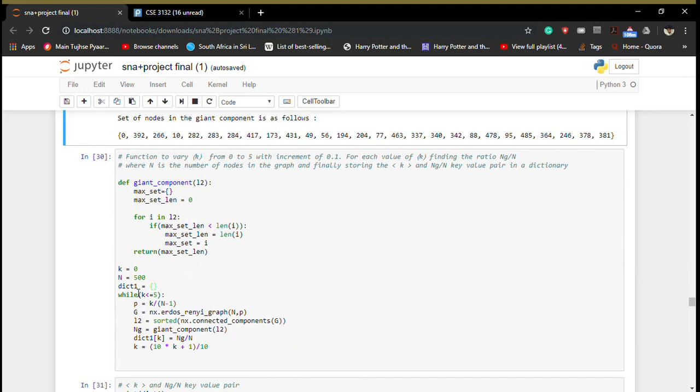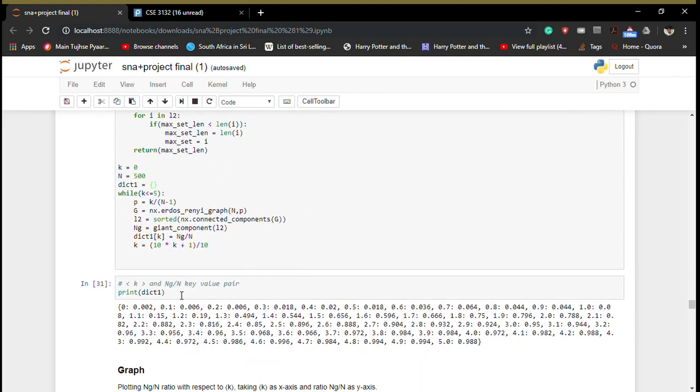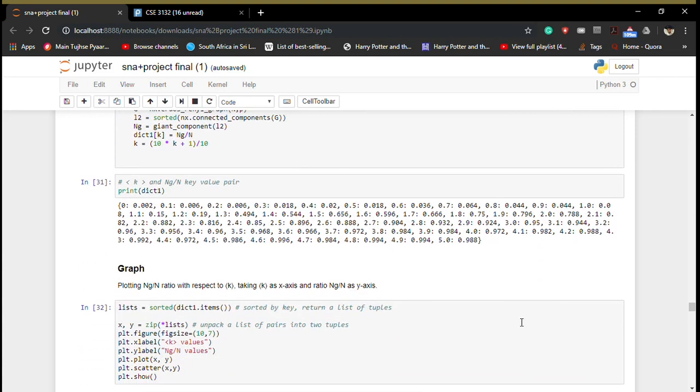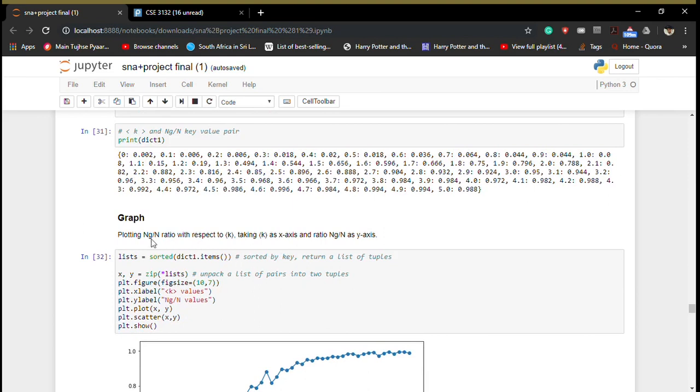So for that we stored the ng by n values in a dictionary, and then to check the ng by n values we printed it, and as you can see it starts from 0.002 and goes all the way up to 0.988. Now since our ng by n values are already in a dictionary, the next thing is plotting the ng by n ratio with respect to average degree, by taking average degree as the x-axis and the ratio ng by n as the y-axis. So it's a simple scatter plot, and using the inbuilt function we get the following plot.